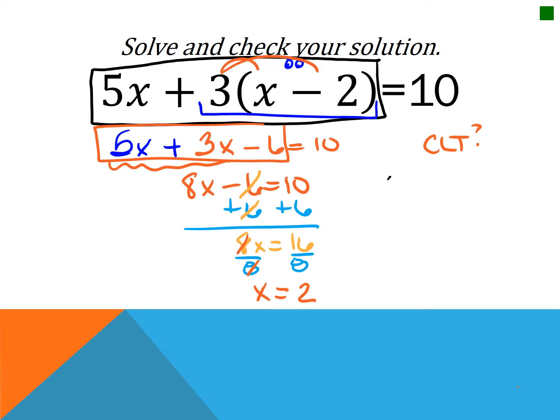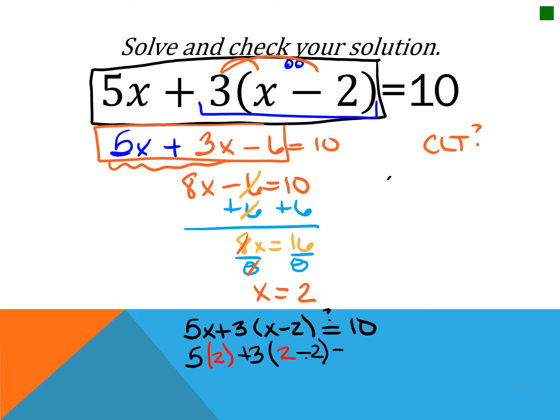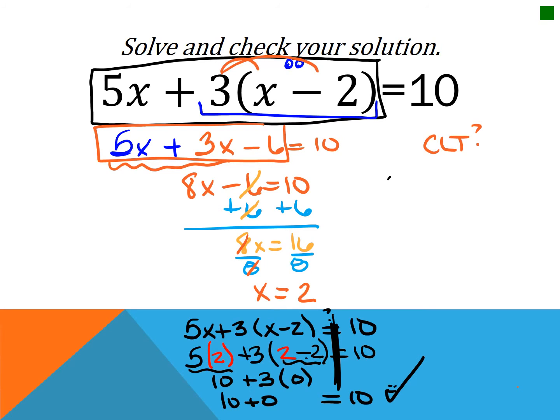For the check part of it, you're going to rewrite 5x plus 3 times x minus 2, and you're going to put equals 10. Technically, you put a little question mark there. Then you're going to substitute in what you found for x, which is 2. So anywhere you see an x, you're putting 2. Everything else stays the same. Now on this, you're not even touching the right side. You're just going 5 times 2 is 10. 2 minus 2 is 0. 10 plus 0 is 10. So it checks. So we put a little happy face in there.